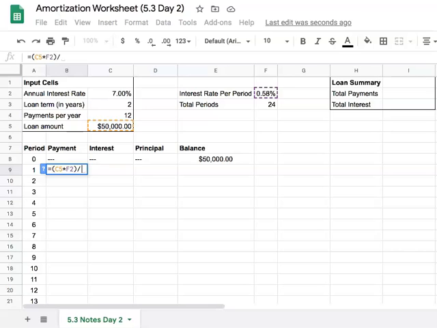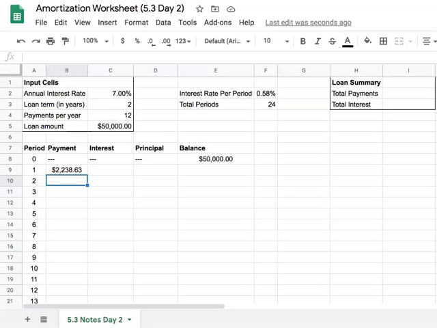And then we're going to divide that whole thing by 1 minus, and then in here we're going to write 1 plus the interest rate, so that's F2, and we're going to raise that to the negative n, being the total number of periods, which we found in F3. So we're going to raise this to the negative F3. Hit enter, and that's going to be the payment that needs to be made in that first period.